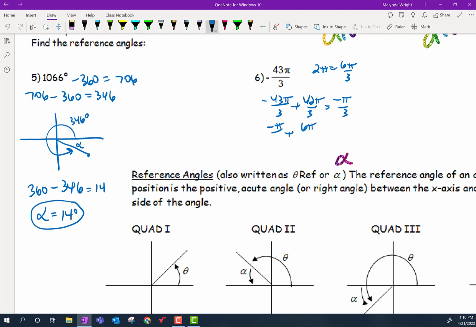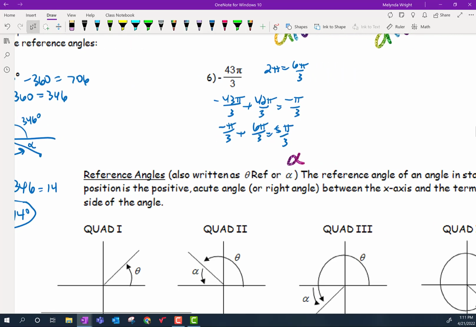So plus 6 pi over 3 gives me 5 pi over 3. All right, so that's where we are. We're at 5 pi over 3, which is 10 pi over 6, right? We counted in 6: 1, 2, 3, 4, 5, 6, 7, 8, 9, 10. So here is 10 pi over 6 or 5 pi over 3. That's what that is.